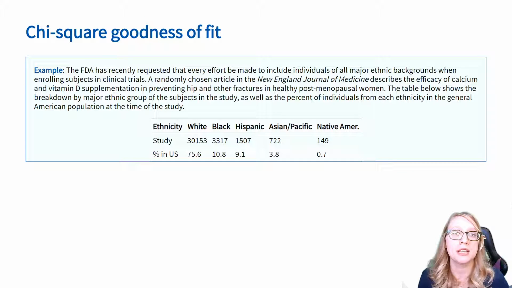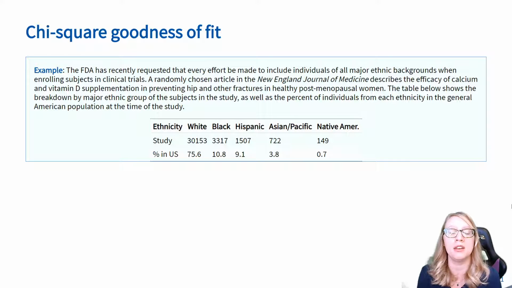As evidence for this, they referred to an article that was published in the New England Journal of Medicine. This described how effective calcium and vitamin D supplements were in preventing hip and other fractures in postmenopausal women. Now, what we're looking at here isn't the effectiveness of these supplements, but actually the distribution of how the subject pool was chosen. So here we have the sample of women. We have the number who were enrolled in the study according to the major ethnic backgrounds in the U.S. The categories that were used in this particular study were white, Black, Hispanic, Asian Pacific Islander, and Native American.